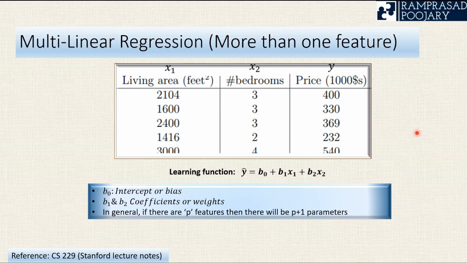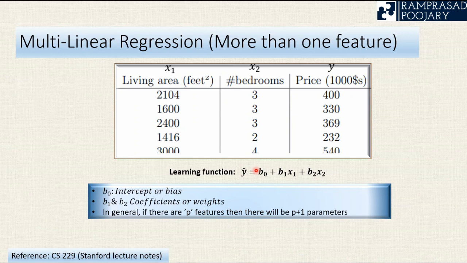So let us look at multilinear regression. In the case of multilinear regression, there will be more than one feature. As you can see here, there are two features, x1 and x2. x1 is nothing but the house area or the living area, and x2 is the bedrooms, which is a categorical feature in this case, and the corresponding y value. So here the x value will be a vector with two elements, x1 and x2, and the y value is single valued.